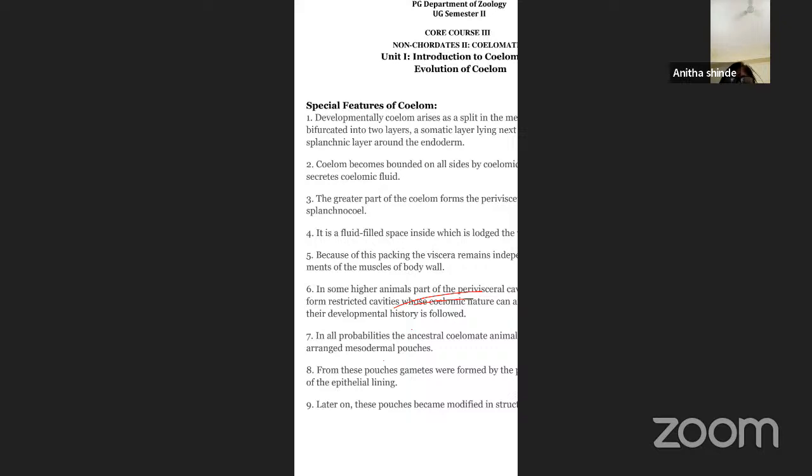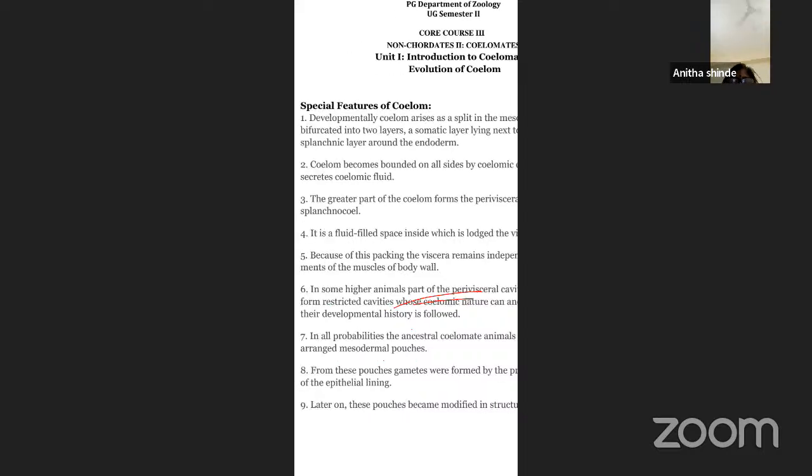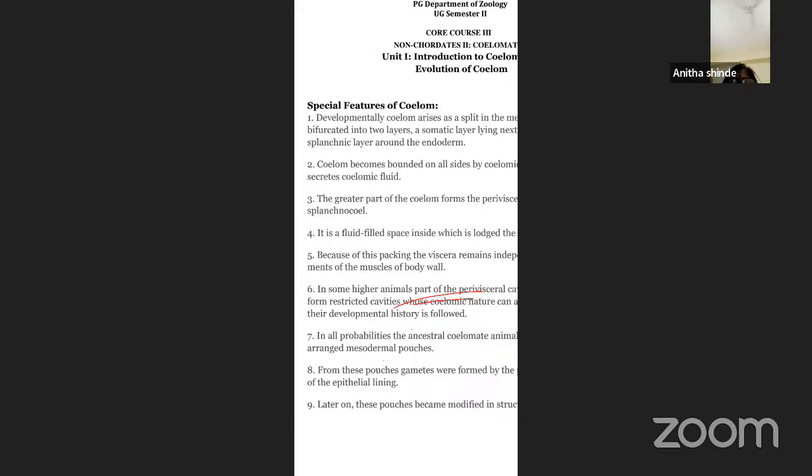Okay. Now, because of this packing, the viscera remain independent of the movement of the muscles of the body wall. Since it is inside, there is no disturbance from the muscles and all those things, so the viscera remain independent. Okay. And in some higher animals, part of the visceral cavity is kept separated from the rest of the cavities, where the coelomic nature can be realized.